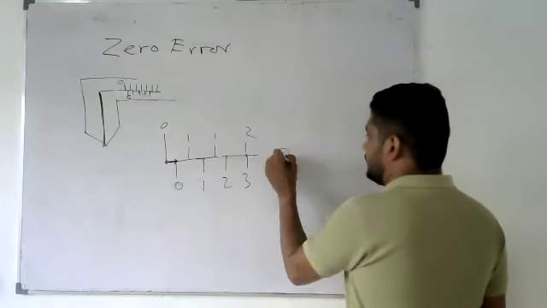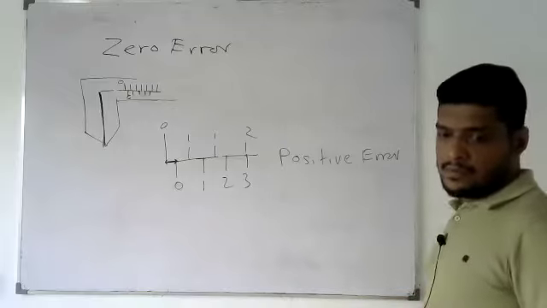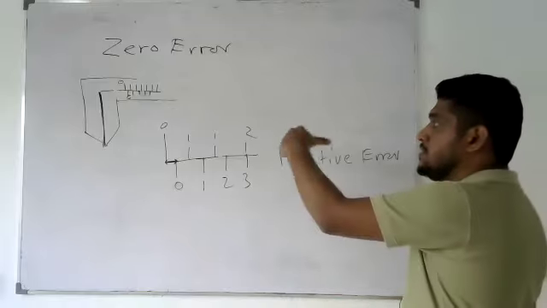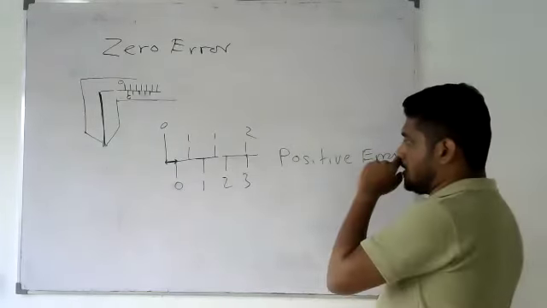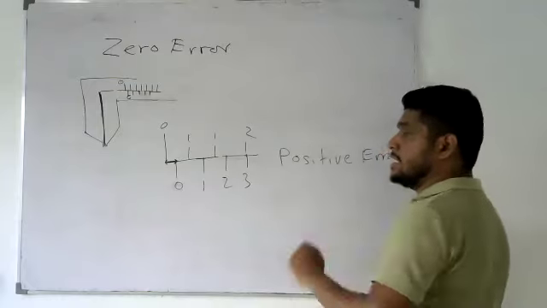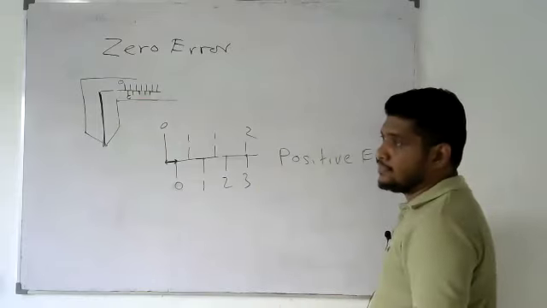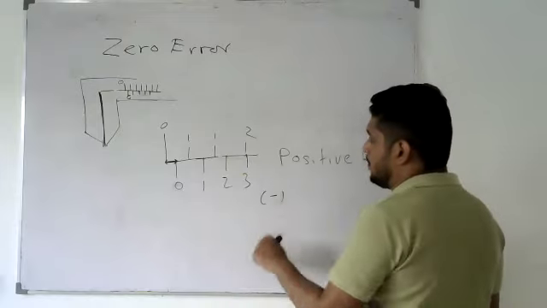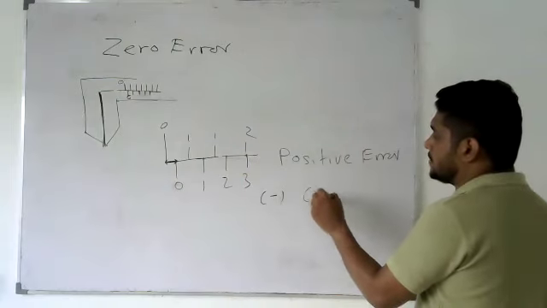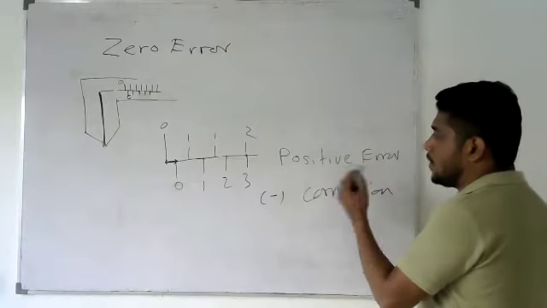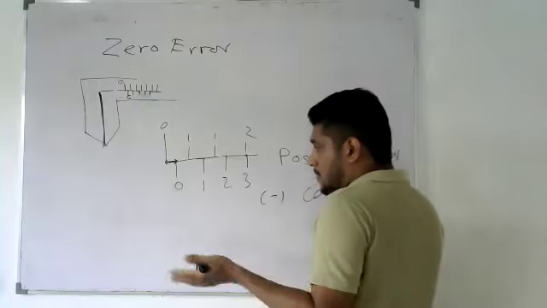So this is a positive error. Positive error, which means when you use this vernier caliper to measure something, what happens is the reading is larger than the actual value. So what you have to do is use a negative zero error correction. You can take it as a normal reading.